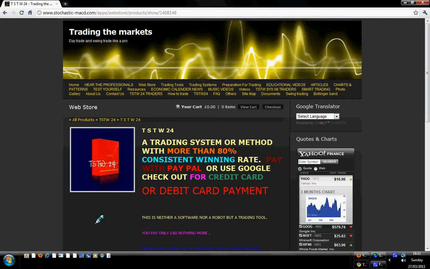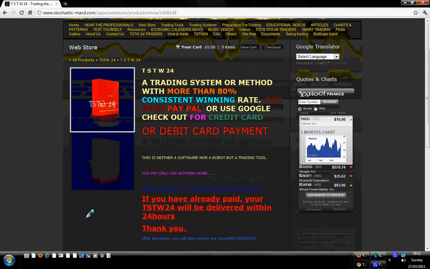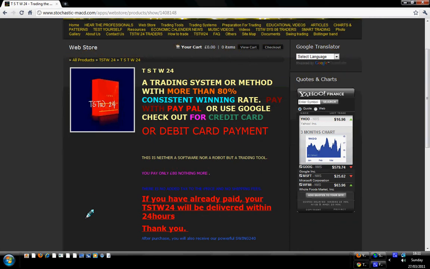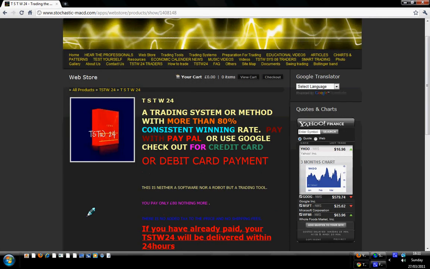Some TSTW24 traders, even though they are using it, don't pay attention to that. But we are saying the same thing again. This is what I call the market code. The TSTW24 is the market code. Myself, I trade a different type of trading system, but I always remember the rules of the TSTW24.